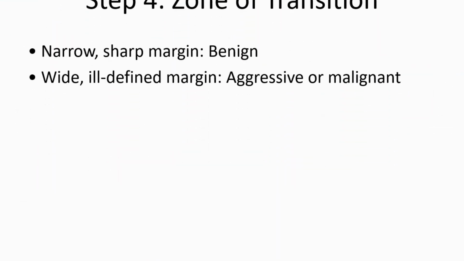Now step 4 is the zone of transition. So after the location within a bone, zone of transition is step 4. So what is zone of transition? It is the junction between the tumor and the normal tissue. So the junction of tumor and the normal tissue is called the zone of transition.